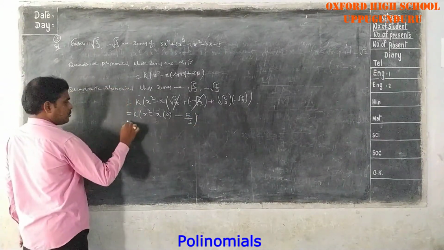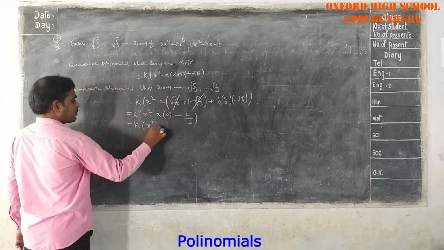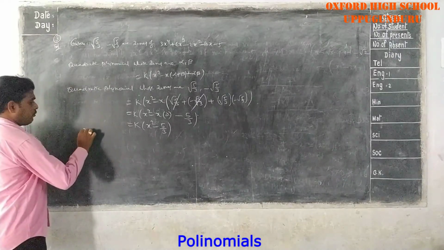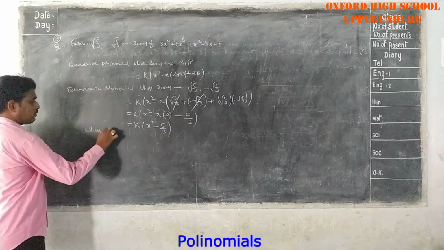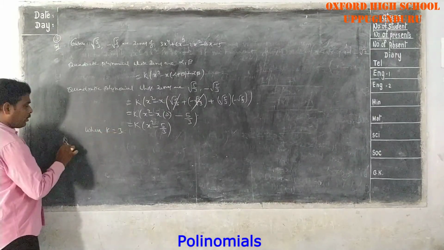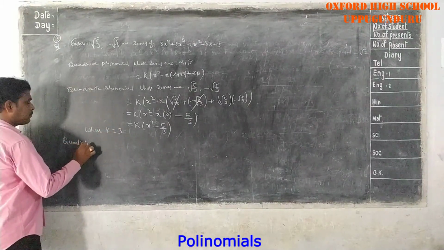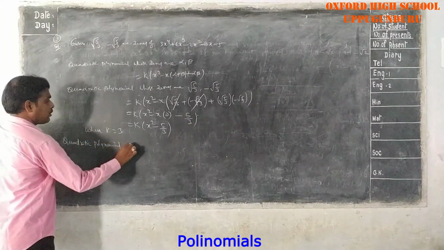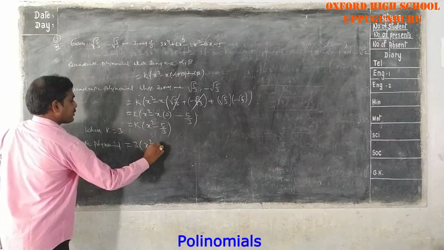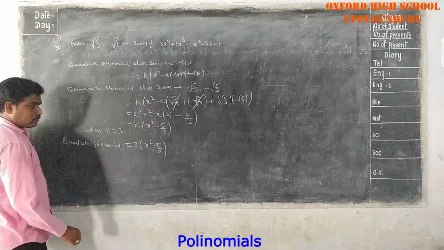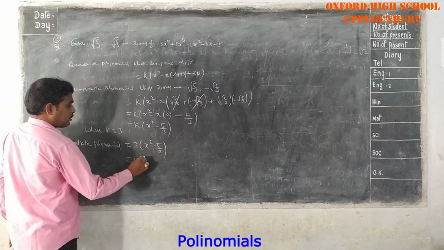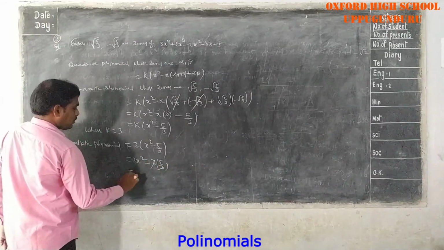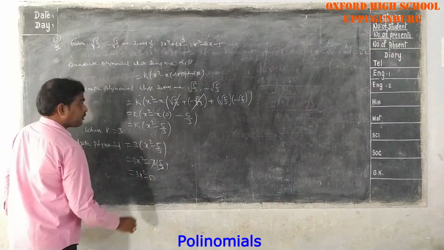Now this term becomes 0, k of x square minus 5 by 3. So here the denominator is 3. If we consider k equal to 3, quadratic polynomial equal to 3 of x square minus 5 by 3. So 3x square minus 3 into 5 by 3. 3 gets cancelled, you will get 3x square minus 5.